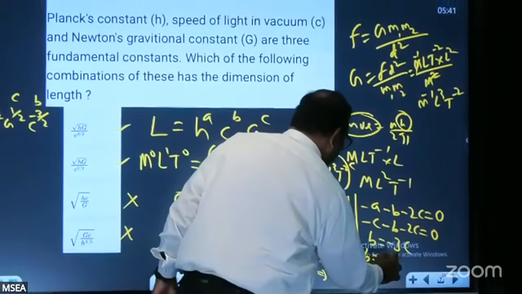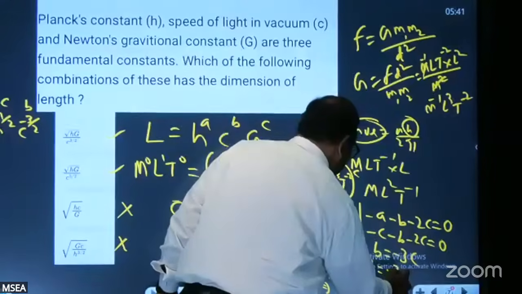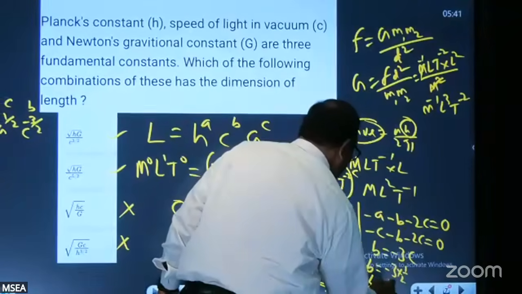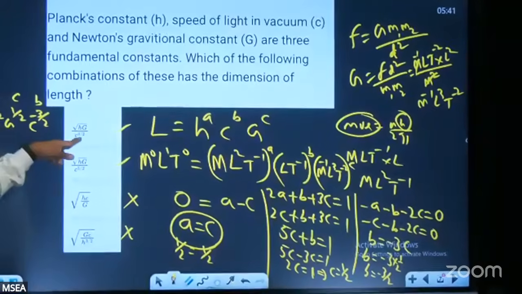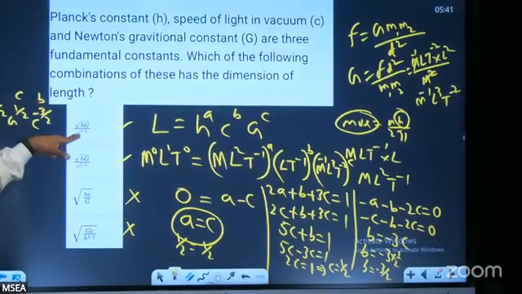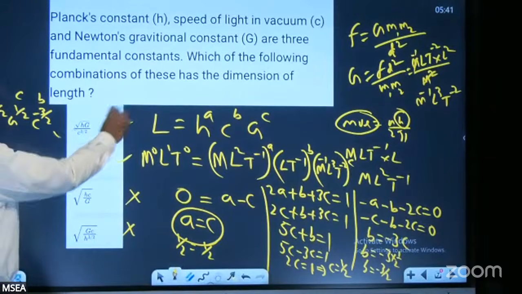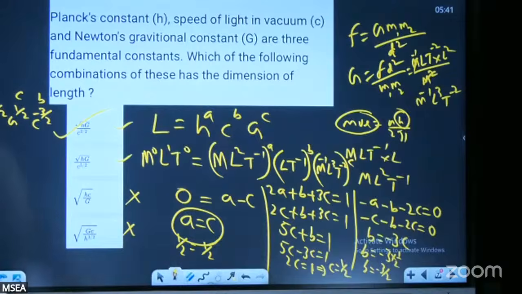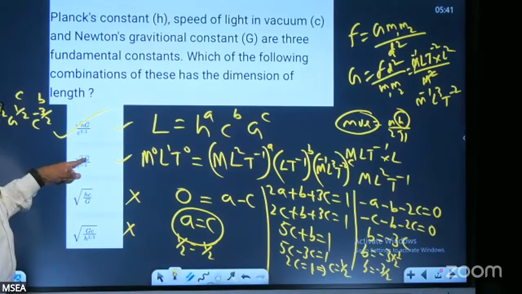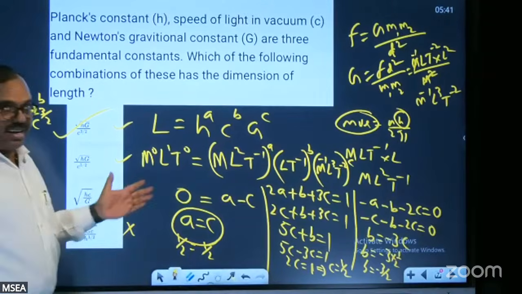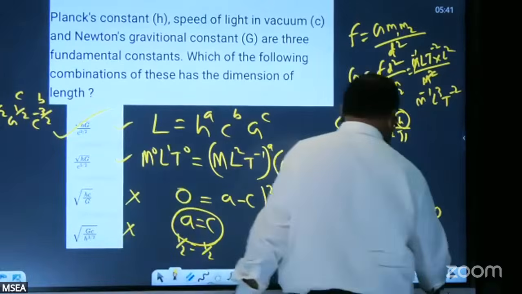If you substitute here, minus 3 into C, which is 1 by 2, B is equal to minus 3 by 2. B is minus 3 by 2 means what? Therefore, what is the correct answer? So the first option is correct. Okay, that way you can take the equation. Sometimes they won't give it like this, they give H power 1 by 2, G power 1 by 2, some other way. Even then we can take it directly.